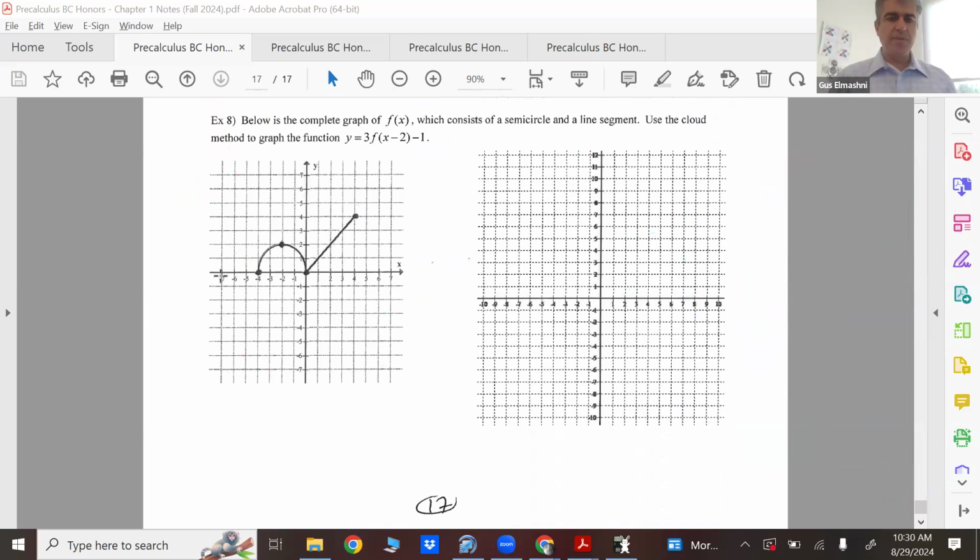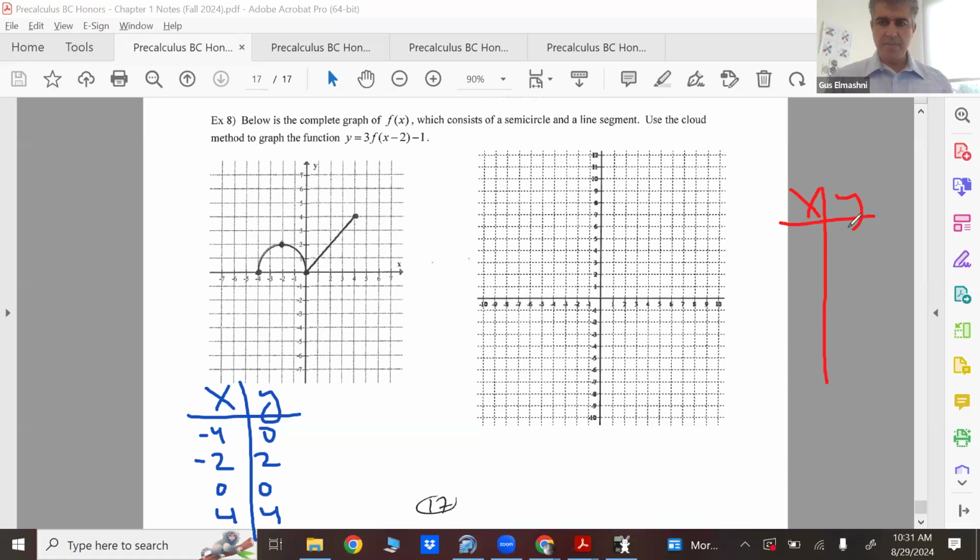Okay, here's what I'm going to do for this one. I'm going to make a table for the given points. -4, 0, -2, 2, 0, 0, 4, 4. Now, what's happening? Add 2 to x. Okay. And what's happened to y?